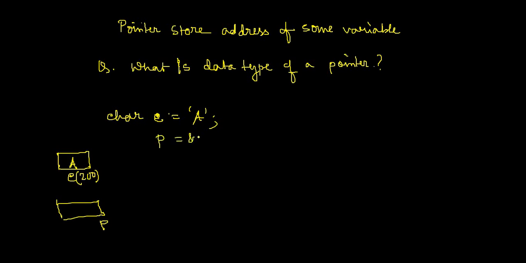Now if we want to store this address within another pointer variable, say p, that means I have to write p equal to ampersand c. That is true. But what will be the data type of the pointer? In that case, pointer data type should be char also, because the address whose value I am storing is nothing but a character.